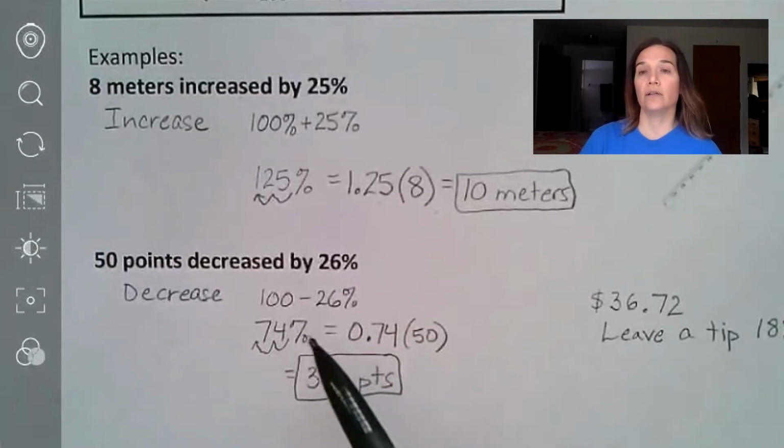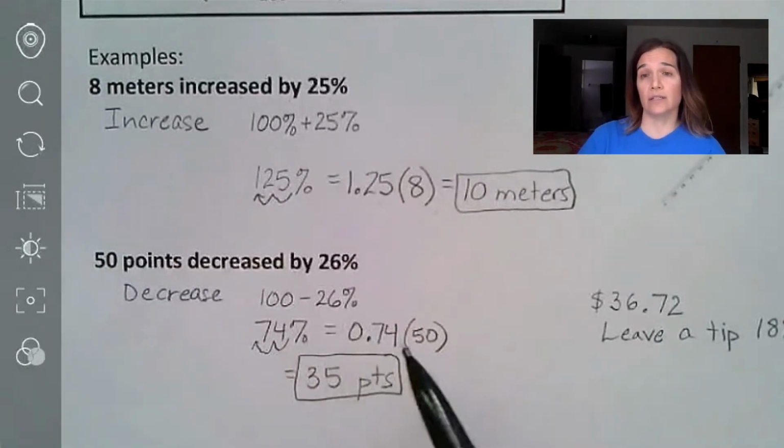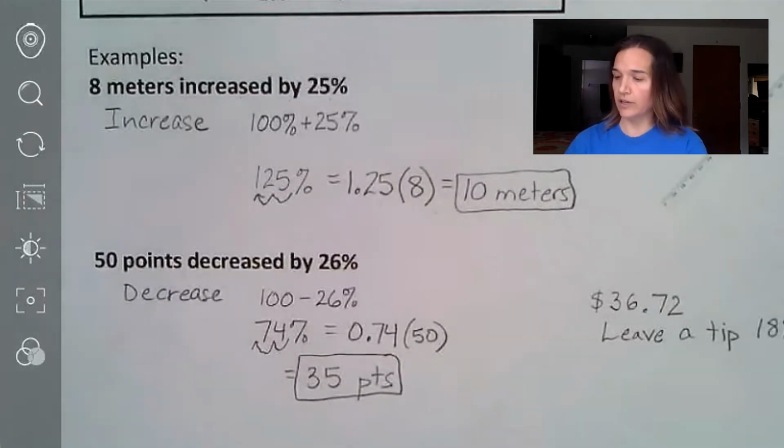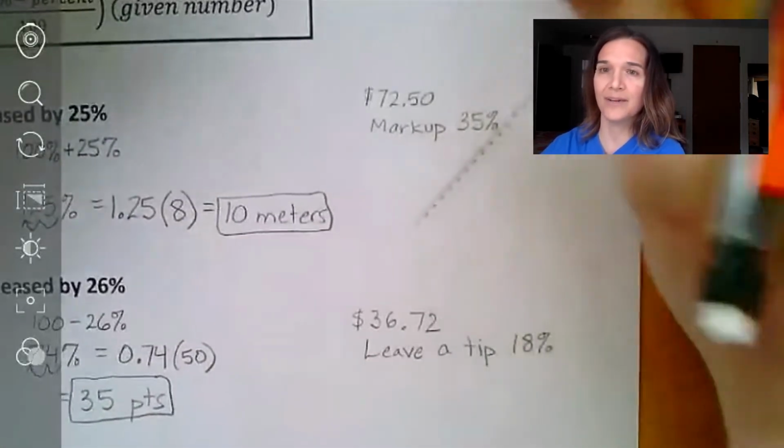So your goal here: find out what the new percent is, change it to a decimal, and then multiply by the number they gave you. I've got 2 more markup problems over this way.